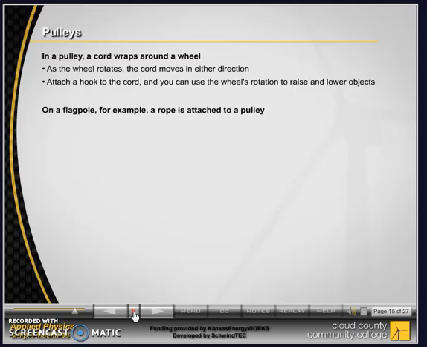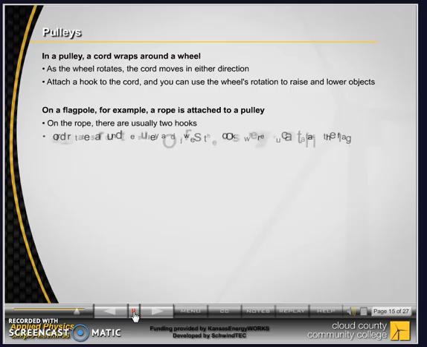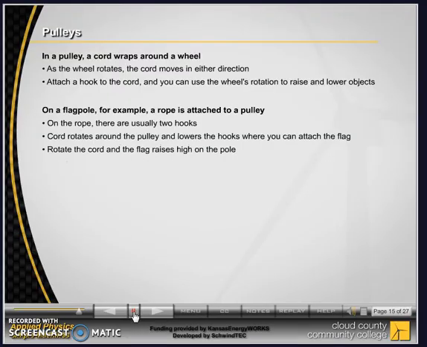On a flagpole, for example, a rope is attached to a pulley. On the rope, there are usually two hooks. The cord rotates around the pulley and lowers the hooks where you can attach the flag. Then rotate the cord and the flag raises high on the pole.